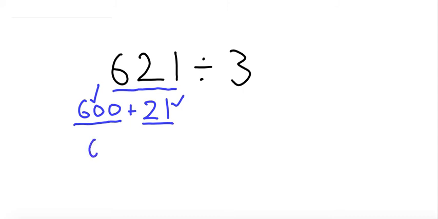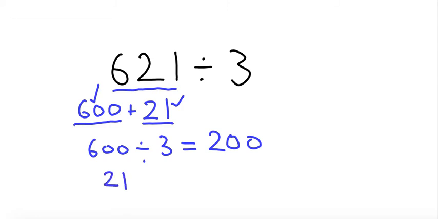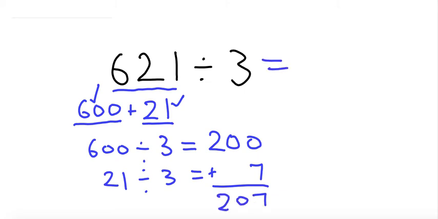Step 2 was to divide each part. So 600 divided by 3 gives me, well, we think multiplication, something times 3 gives me 6. What times 3 gives me 6? 2. So 200 times 3 would give me 600. Now 21 divided by 3 is 7. Step 3, add the parts. 200 plus 7 is 207. We did it.